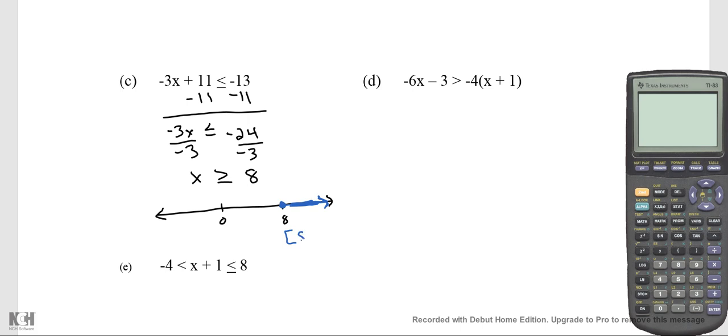So I start at 8 with a bracket this time because I included it. Closed circle and bracket mean the same thing, include the endpoint. And then I go to the right forever, so I'm going to infinity. Infinity always gets a parenthesis. So there is no bracket on infinities ever, even if there's a bracket on the number.